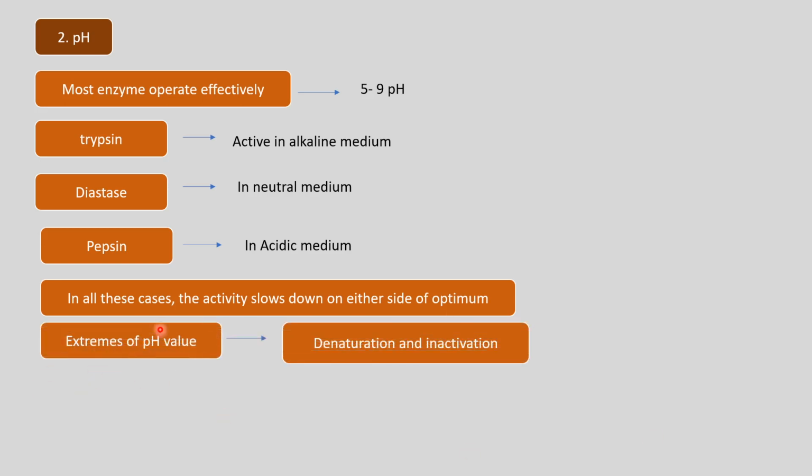Also, extremes of pH value lead to denaturation and inactivation of the protein. So if extreme pH values are there, extreme low or extreme high, then this can lead to denaturation, that is, the protein nature will be lost, and there is also inactivation.